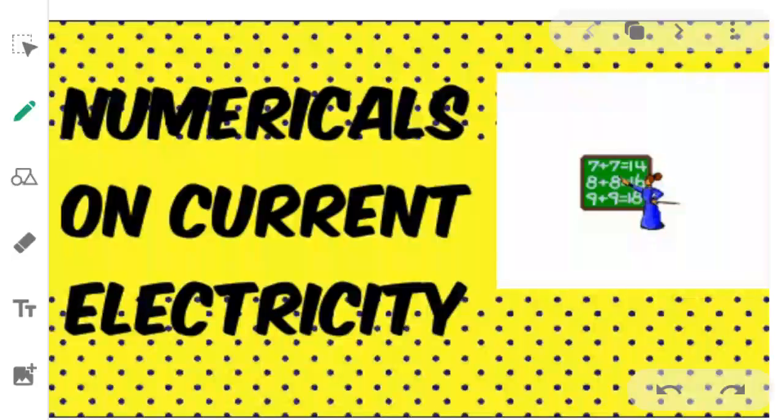Students, today we'll start the numericals on current electricity, as we have completed the theory. I think I have already solved two or three problems while discussing the theory, and we'll continue with the numericals. I hope you have understood the theory part. Be thorough with it, because it is a very important chapter.